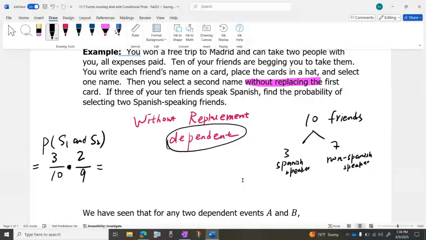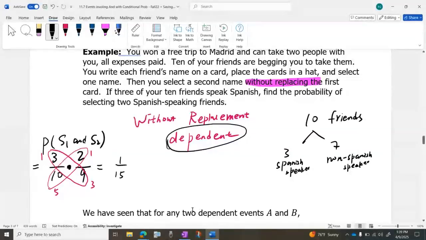Right? And then we simplify fractions. It's better if we know some skills for simplifying fractions. If not, just depend on the calculator. I'm fine with that. 3 over 10 times 2 over 9: 2 over 10 is 1 over 5, 3 over 9 is 1 over 3. So the result is 1 over 15.